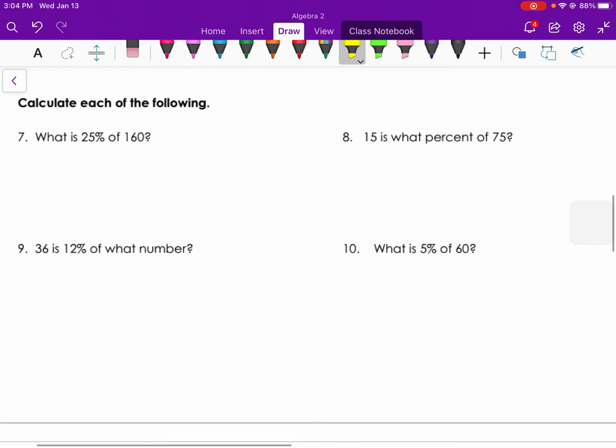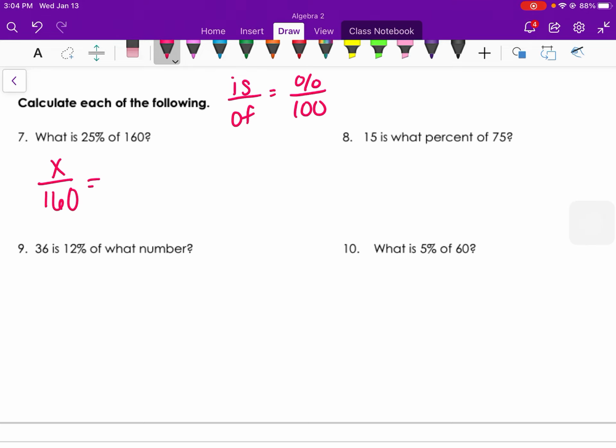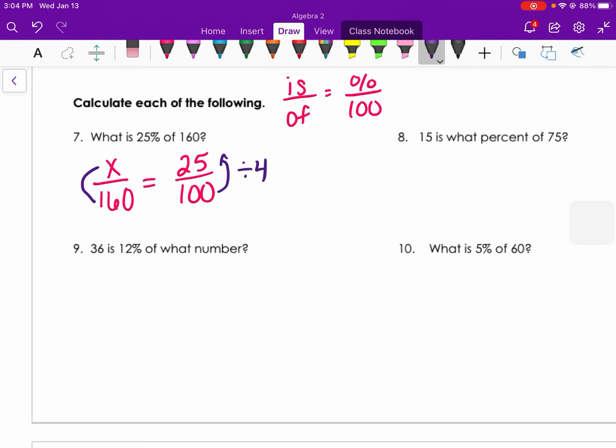For these problems, we can use the percent formula, which is is over of equals percent over 100. So what is 25% of 160 would be set up like this. What is, so I'm solving for the is part, of 160 equals 25 over 100. And then we can use the vertical strategy, the horizontal strategy, or you can cross multiply. So I know that 100 divided by 4 is 25. So if I took 160 and divided by 4, I would get my answer.